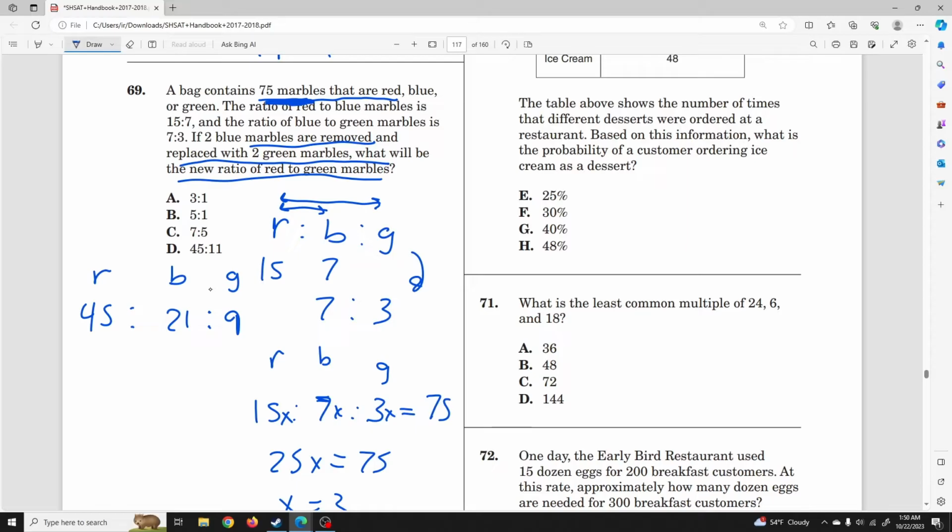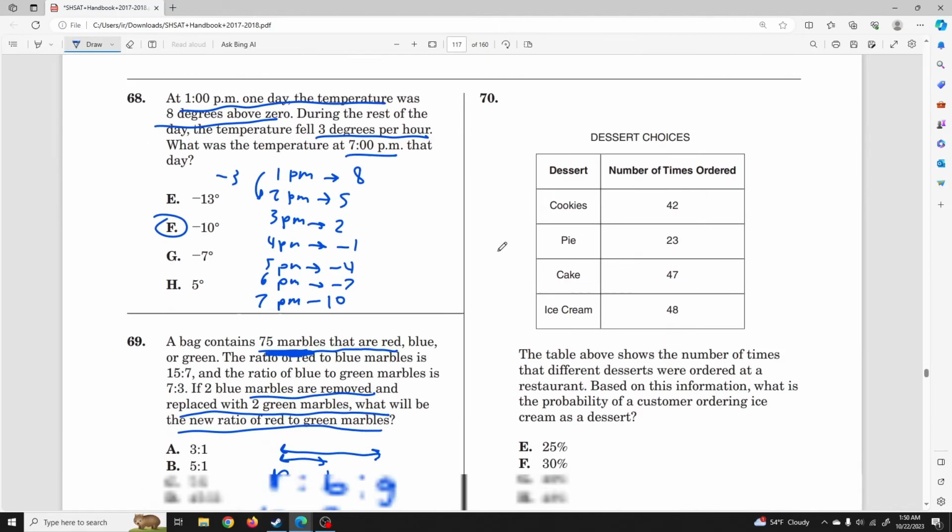Now, if 2 blue marbles are removed, so here our new blue count is 19, and if 2 blue marbles are removed and replaced with 2 green marbles, so we're adding 2 to 9, so it's 11. So what's the ratio of red to green? Well, red to green is going to be 45 to 11, which is choice D. Alright, moving on to number 70.